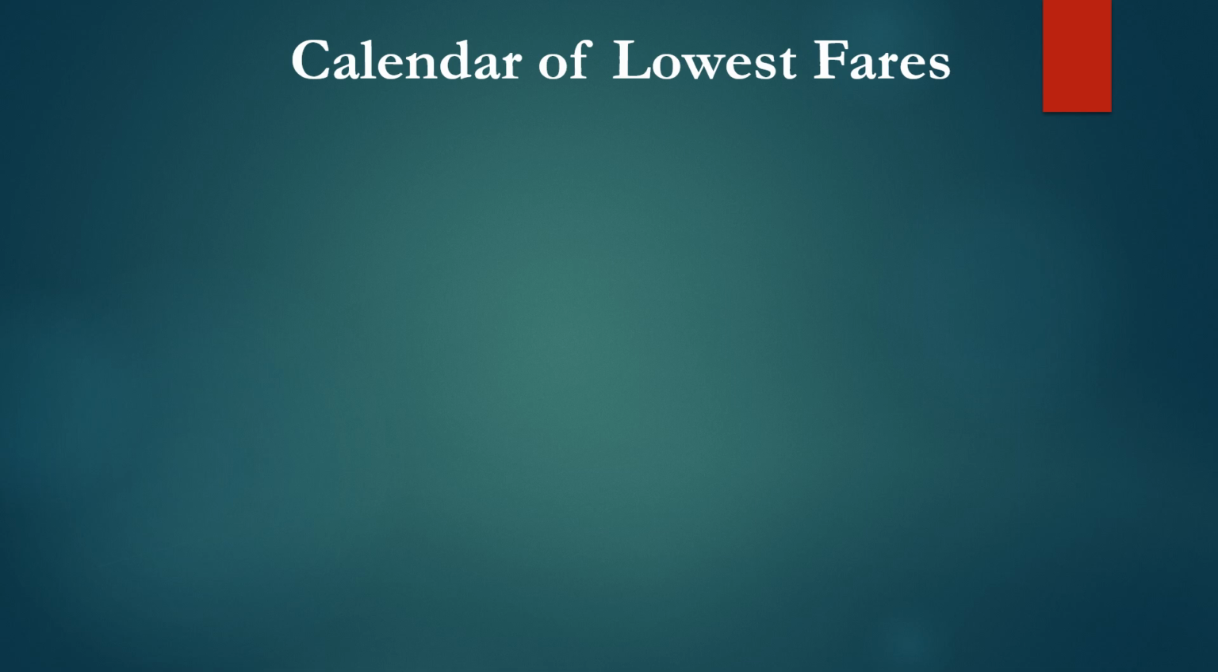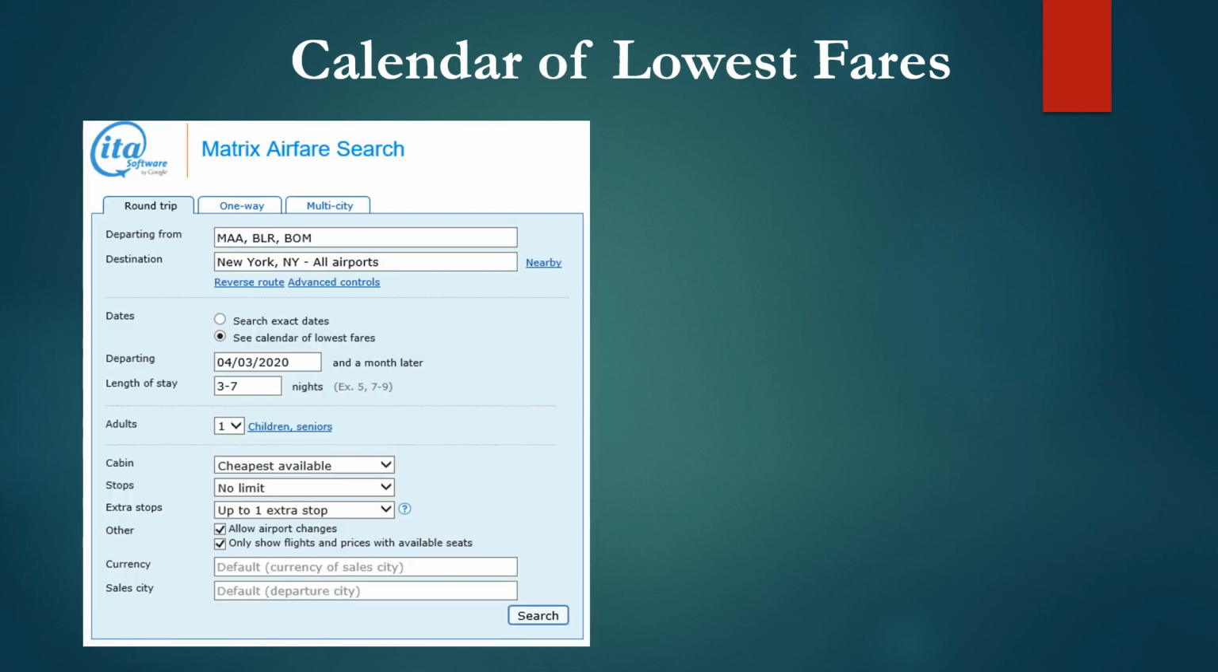The next feature that we are going to see is the calendar of lowest fares. Though there are other sites that offer you this feature, I find this site even more powerful. The reason for that is it gives you 2 layers. The first one is you are saying that I want to see the lowest fares for a month. And also you're saying that I'm flexible, that I can stay between 2 nights to 7 nights or 3 nights to 10 nights, whatever it is. So these 2 layers give you much more flexibility in finding the cheapest price.